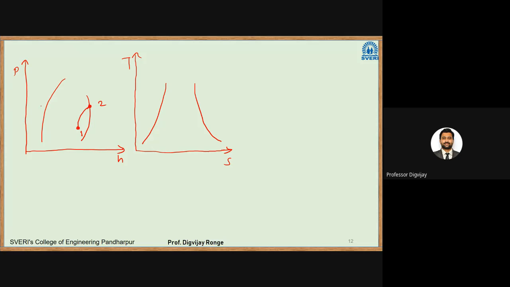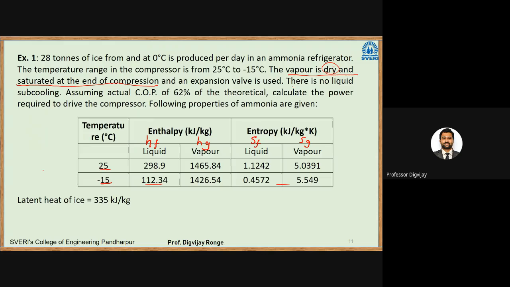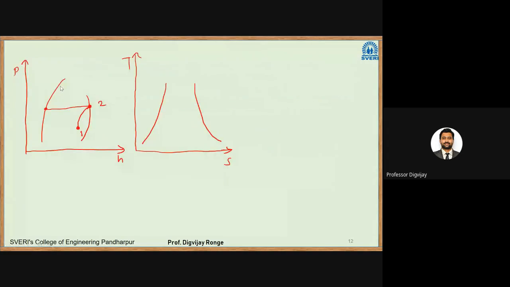Okay, then it is assumed that after condensation there is no subcooling. They have given that there is no liquid subcooling. That means point 3 will lie on the saturated liquid curve. So this will be point 3. Then that will be an isenthalpic process, a straight line. We'll get point 4, and this way the cycle completes.